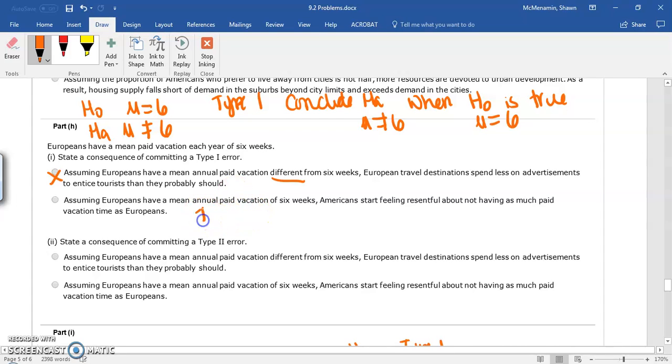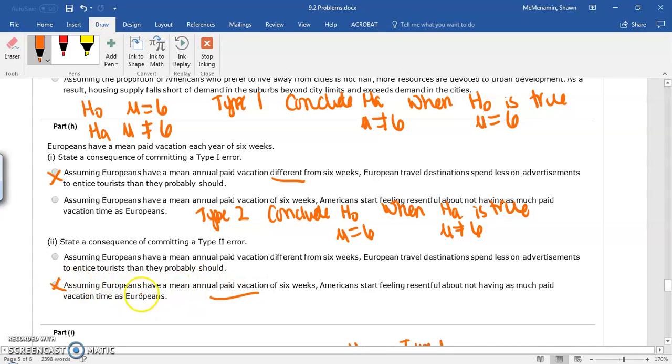For a type 2, you're actually concluding the null when HA is true. And more correct language is fail to reject the null when the null is false. If the null is false, then evidence is favoring the alternative. So concluding the null, you're concluding that the mean is 6 when in fact the mean is not 6. So assuming, it would be this one, you're assuming that it is 6. Assuming Europeans have a mean annual paid vacation of 6, Americans start feeling resentful about not having as much paid vacation time as Europeans.